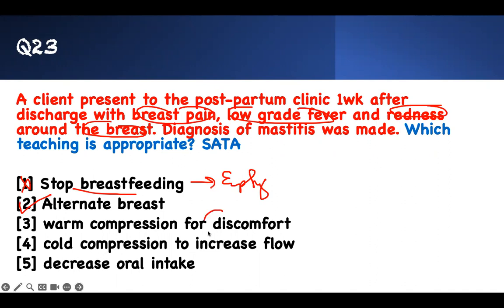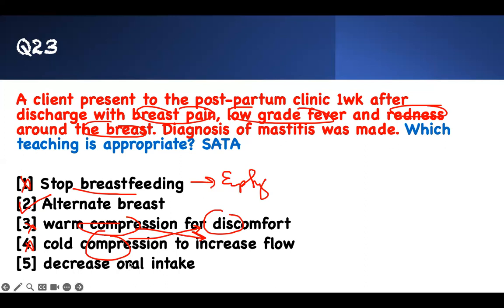So it's not for discomfort. And this is where you have to pay attention to answering questions. You see warm compression, then you say, oh yeah, I've seen something about warm compression. Look at the rest of the answer. It's for discomfort. It's not for discomfort. So it's warm compression, it's not for increased flow. It's for discomfort, so it's the opposite. Cold will help constrict, so it's for discomfort, and warm will increase flow. So both of them are wrong.